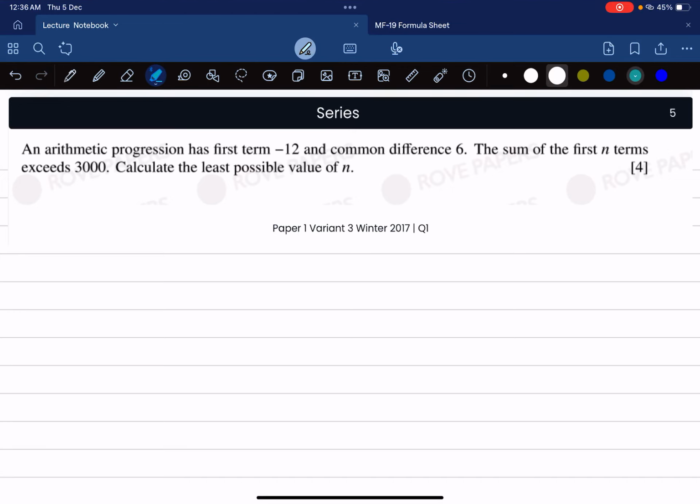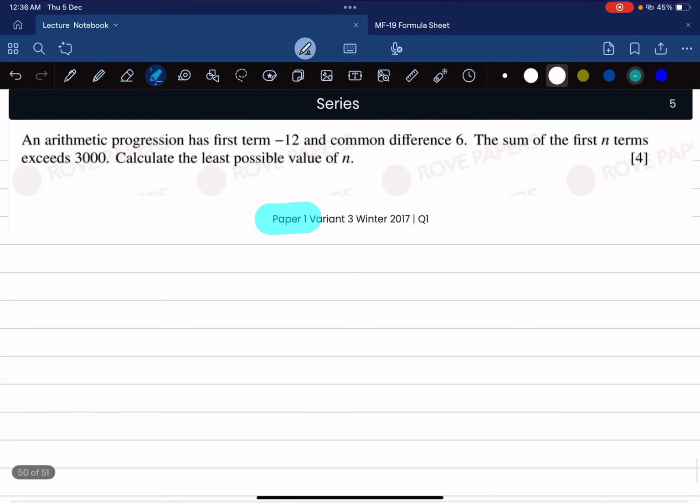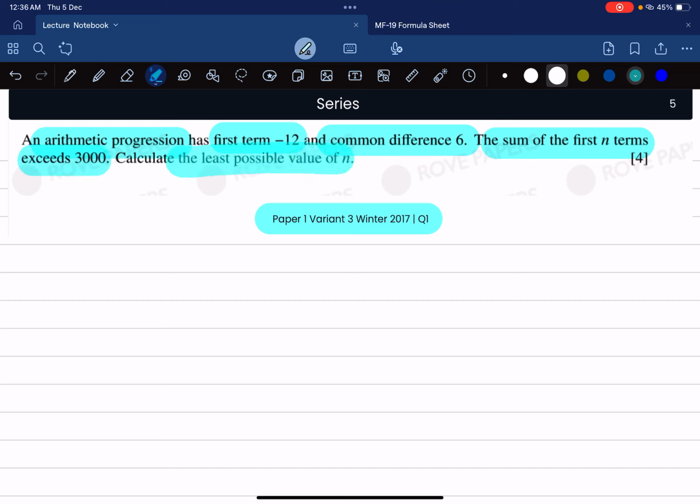Hello everyone, in this video we have a question from series. The variant is written in front of you. The source is paper 1, variant 3, winter 2017, question number 1. The question says, an arithmetic progression has a first term minus 12 and the common difference 6. The sum of the first n terms exceeds 3000. Calculate the least possible value of n.